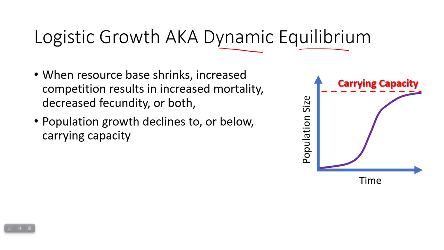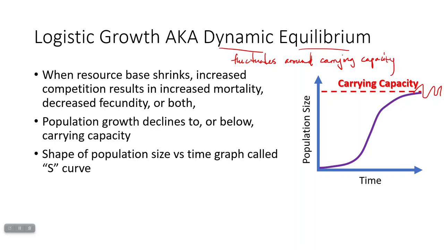The population growth declines to the carrying capacity, or it can sometimes go below the carrying capacity. In one of the graphs that we've seen, the population size will fluctuate around the carrying capacity, meaning go up and down around the carrying capacity, which is kind of what dynamic equilibrium means. So dynamic equilibrium means it fluctuates around the carrying capacity. And this is called an S curve.